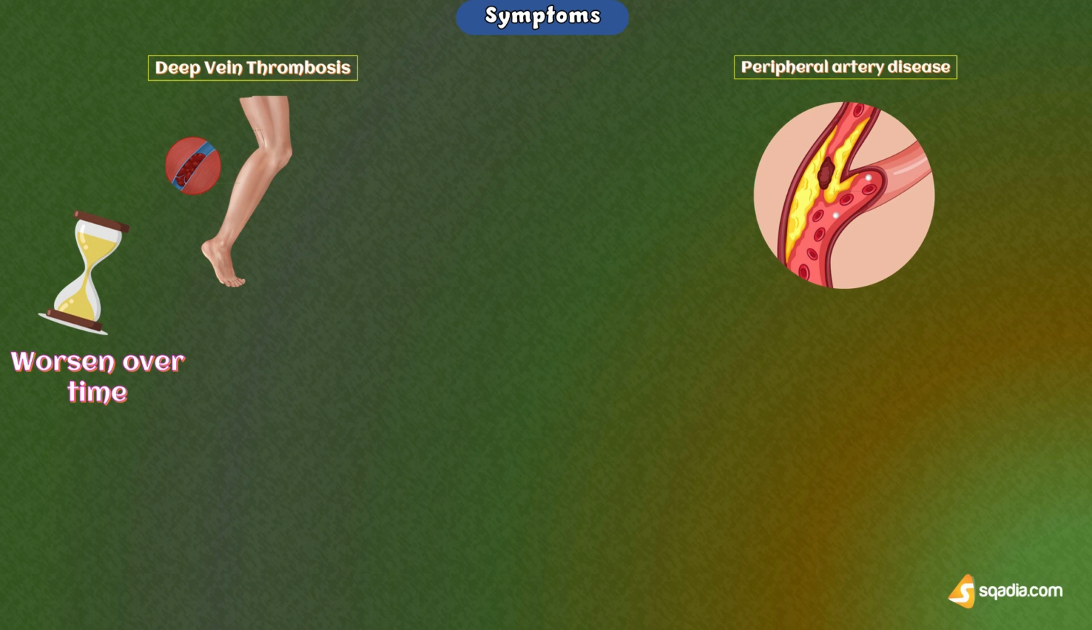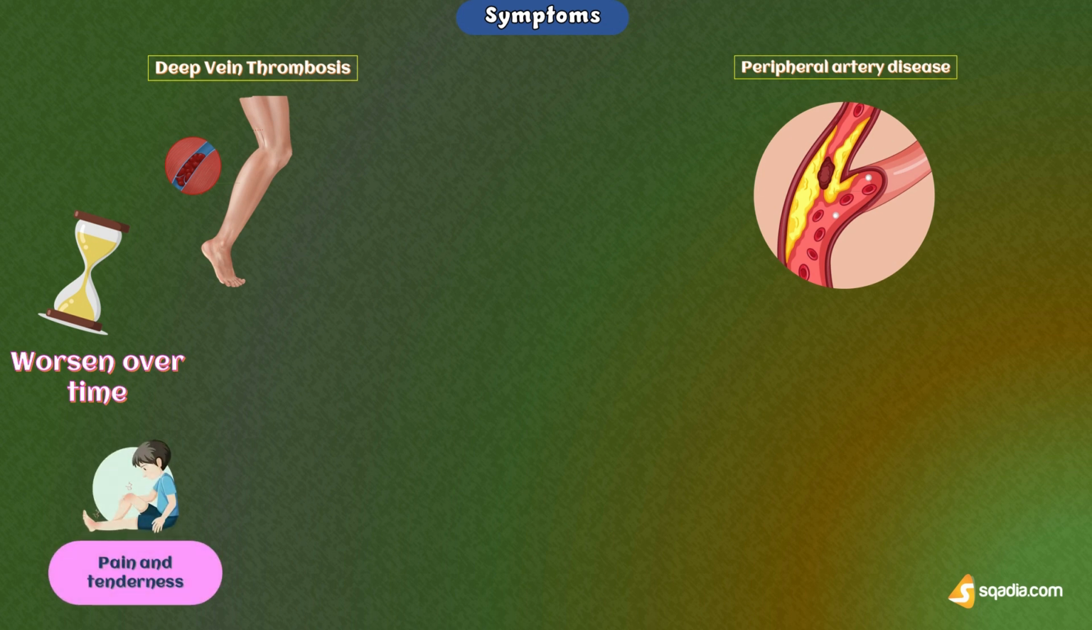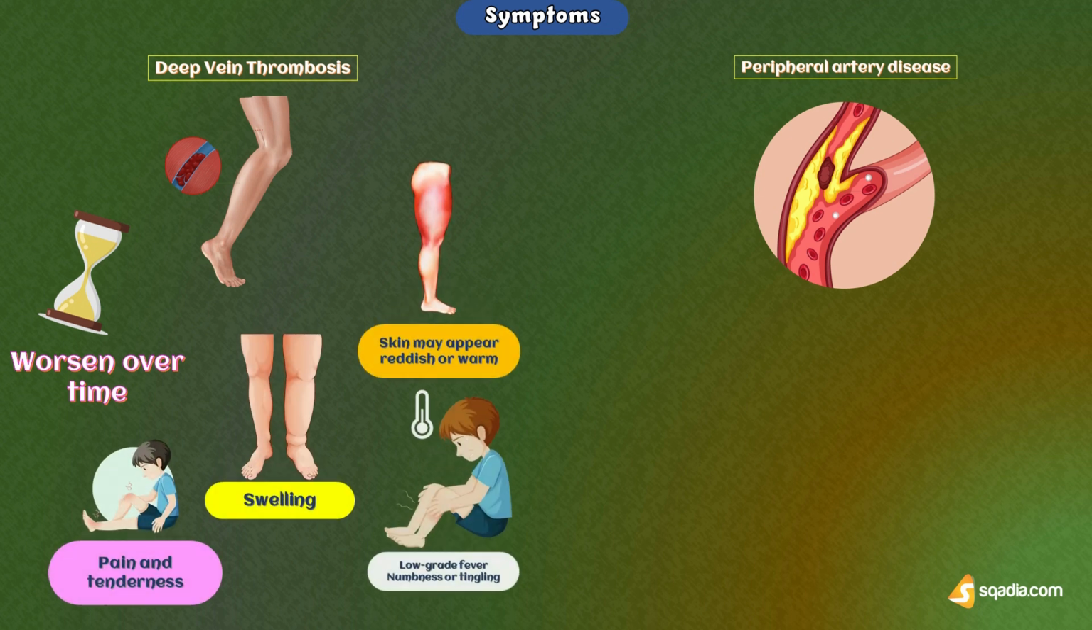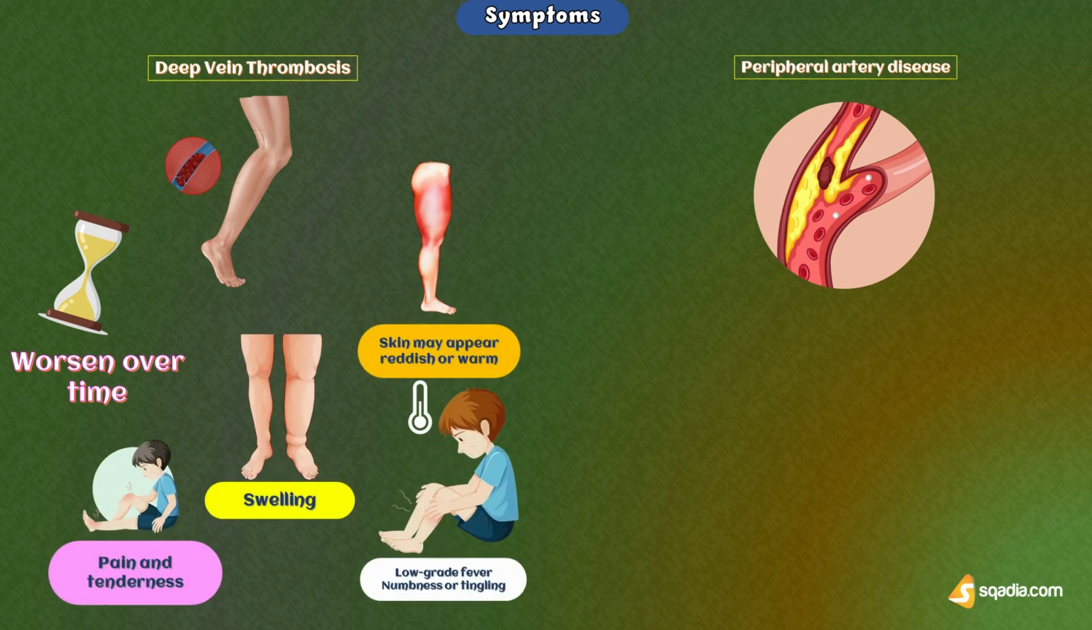It presents all the classic signs and symptoms that we talked about just now. Deep vein thrombosis commonly presents as pain or tenderness in the affected area, and swelling or edema that may cause heaviness or itchiness. Other possible symptoms are redness, warmth, skin discoloration, prominent veins, and low-grade fever.